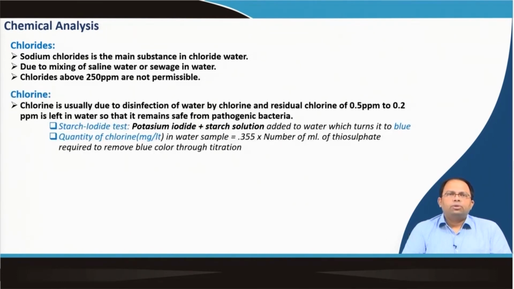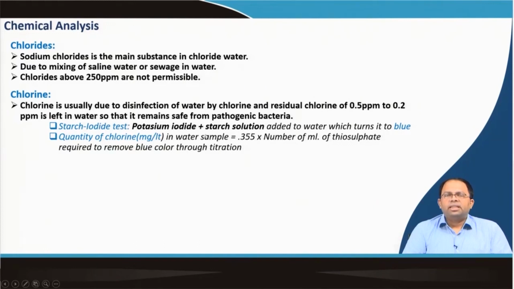Then chlorine. As we have already discussed, chlorine is used as a disinfectant, and there is residual chlorine in distributed water. That means after treatment, the water that gets distributed usually has residual chlorine, from 0.5 ppm to 0.2 ppm, left in the water to make it bacteria free, pathogen free, and we can determine this through a starch iodide test, where the quantity of chlorine in milligrams per liter in the water sample is equal to 0.355 times the number of milliliters of thiosulfate required to remove the blue color through titration.